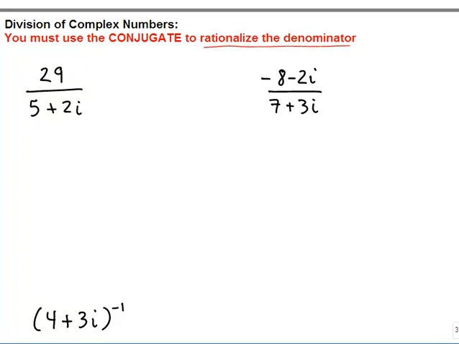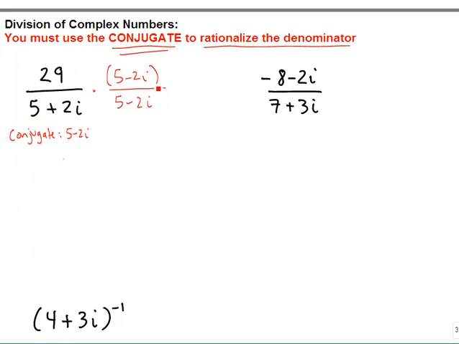So to rationalize these, what you'll notice is that in this denominator here, we actually have two terms. So the only correct way to rationalize would be to use the conjugate. So what is the conjugate? Remember, the conjugate looks just like this term in the denominator, but with the opposite sign in between. So in this case, the conjugate would be 5 minus 2i. So what we're going to do is multiply the top by 5 minus 2i, multiply the bottom also by 5 minus 2i, so we're really multiplying the original fraction by just a fancy 1.